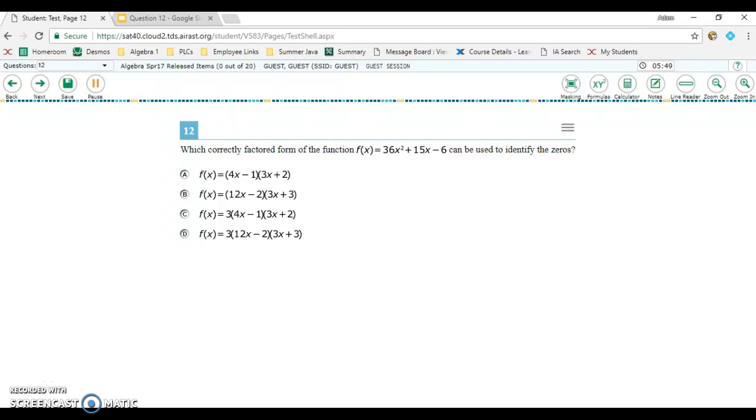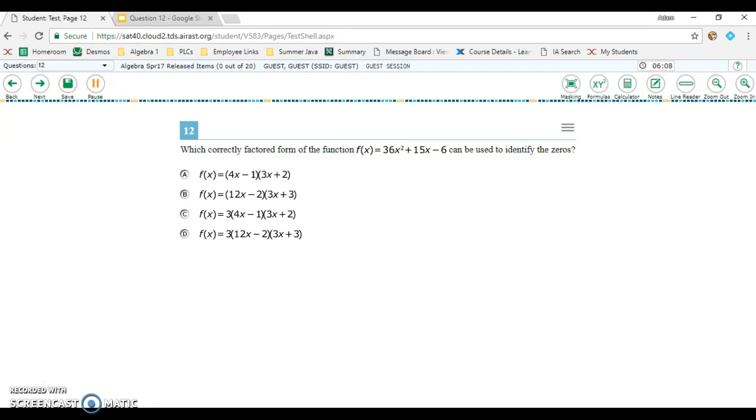So, as you can see here, we have Algebra Spring 2017 released item, question number 12. In this question, we are asked, which correctly factored form of the function f of x equals 36x squared plus 15x minus 6 can be used to identify zeros? So we have a quadratic that we need to factor.